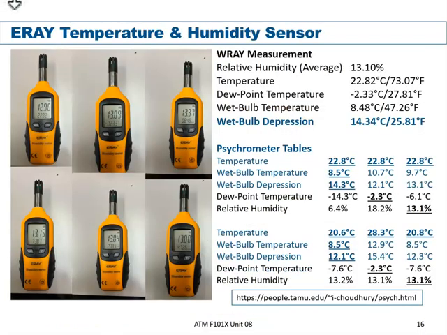The E-ray temperature and humidity meter reports temperature, relative humidity, dew point temperature, and wet bulb temperature. The E-ray meter uses change of electrical properties of the sensor in the probe due to changes in temperature and humidity to determine temperature and humidity, and hence relative humidity, dew point temperature, and wet bulb temperature.